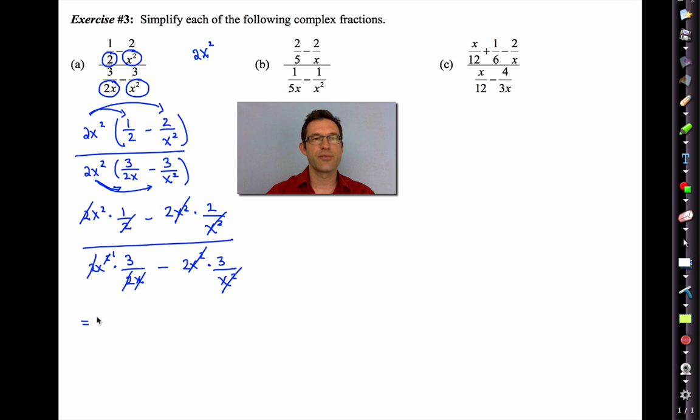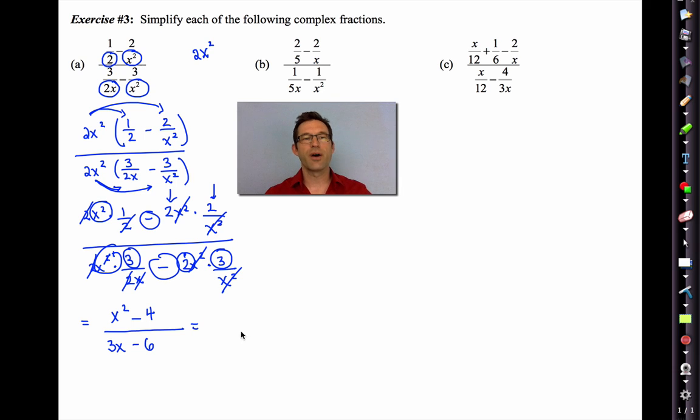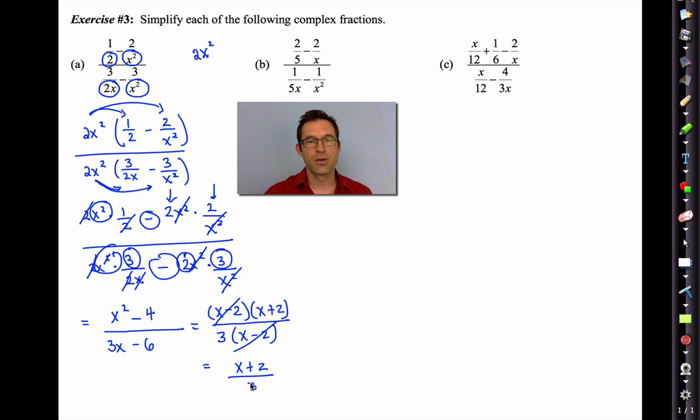And let's see what we have left. Well, up here we've got this x squared left minus 2 times 2. And the denominator, I've got this 3 left and this x to the first minus 3 times 2, minus 6. Question, can we simplify? Well, that's a question of factoring and canceling. So x squared minus 4 is x minus 2 times x plus 2. 3x minus 6 is 3 times x minus 2. Cancel. And we get x plus 2 divided by 3.